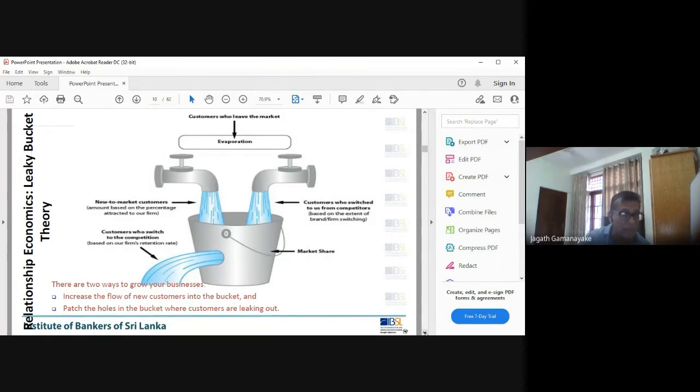Sometimes we call it the leaky bucket theory. The significance of this leaky bucket theory is that most businesses are like leaky buckets. What do I mean by that? Even banks are like that, right? There are two ways to grow your business. One is to increase the flow of new customers into the bucket. But there are some customers moving out of the organization. That is why we have a closing register and an opening register also, right?